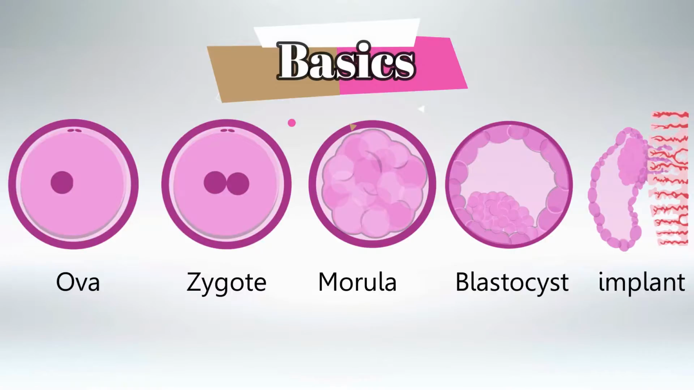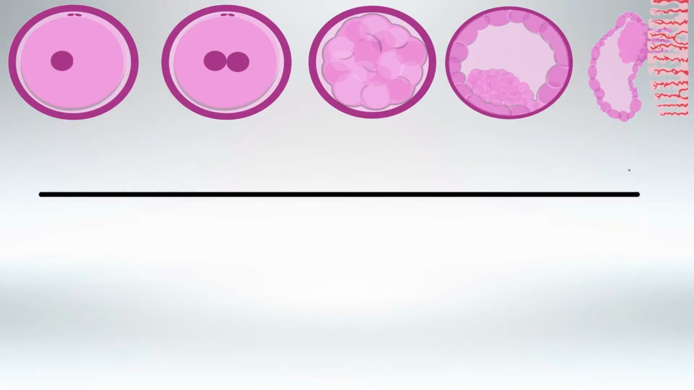So in short, ovulation will expel the ova into the fallopian tube, it will be fertilized, then goes as zygote, morula, blastocyst, and implantation. Now twinning can occur in any one of these 5 stages, and we'll look at them one by one.